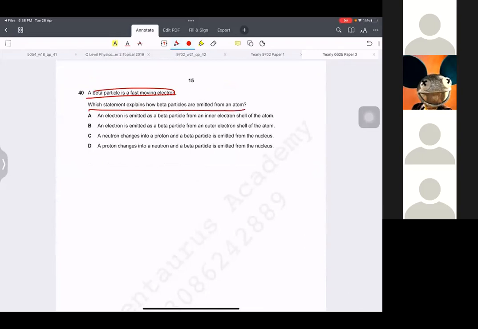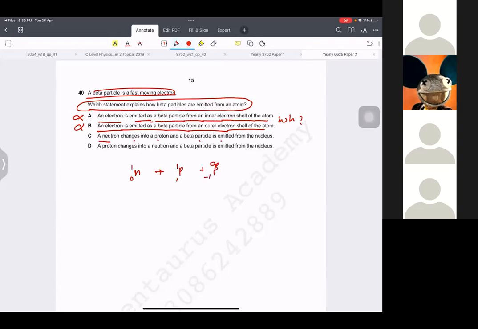Which statement explains how a beta particle is emitted from an atom? An electron is emitted as a beta particle from the inner electron shell. Well, it has nothing to do with shells. An electron is emitted as a beta particle from the outer shell. It has nothing to do with shells. We don't even study those. Why have you given this? Now, a neutron changes to a proton when a beta particle is emitted. Well, that could be correct, because the neutron and proton are like this, and if there is a beta particle, it completes the equation. So it has to be the correct answer. And a proton changing to a neutron cannot happen, because that would be the opposite.